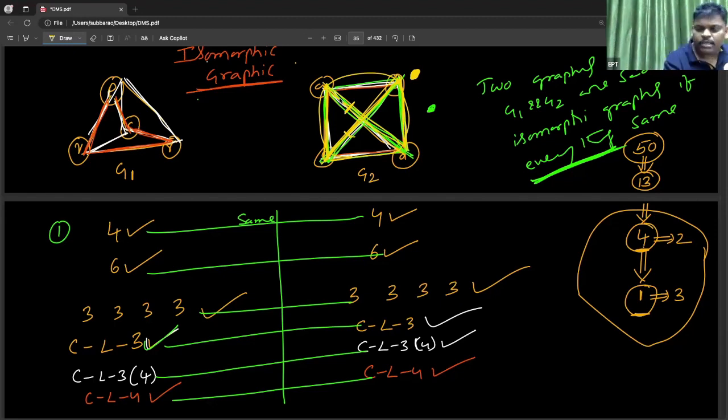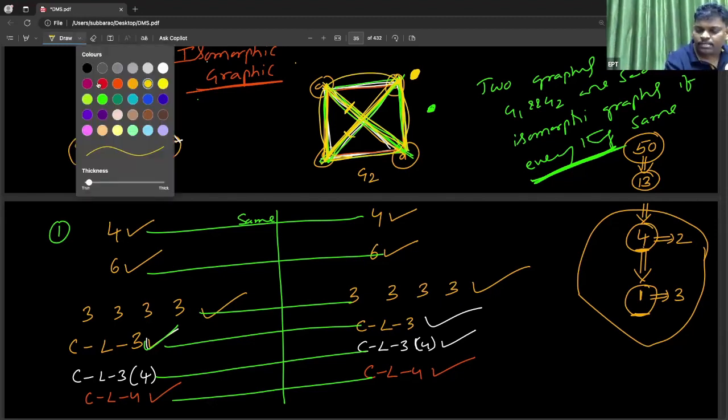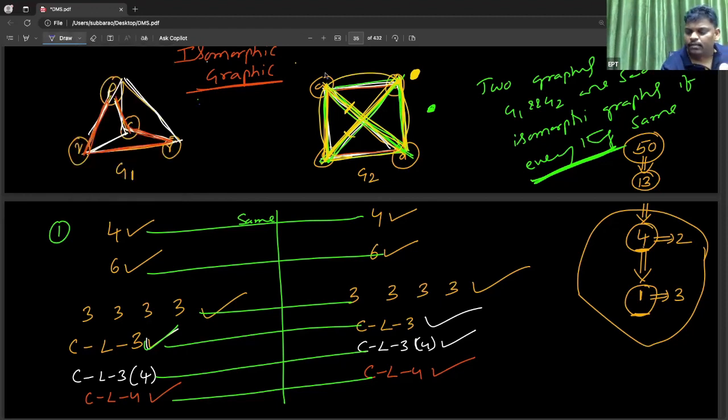Can you see this one? Some people are saying one interesting thing. I am writing here with a different color, blue color. I am saying, can you see this one? Edit 1 cycle. See everyone, 1 cycle. Yeah, it is one 4-length cycle.